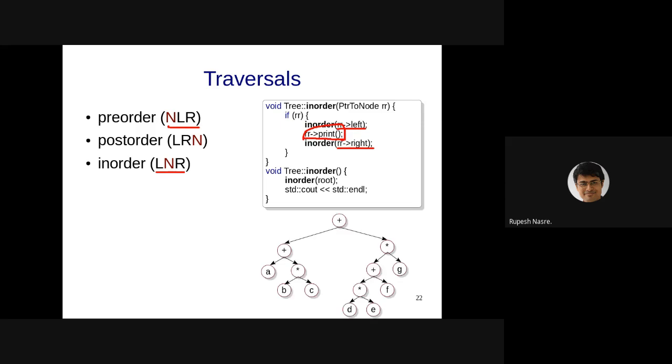Okay, so let's do that then, right? We have this code which is going to give you in-order printing of this expression tree, right? So if I run this code onto this tree, what is the output that I get? This is the same tree that we had earlier.